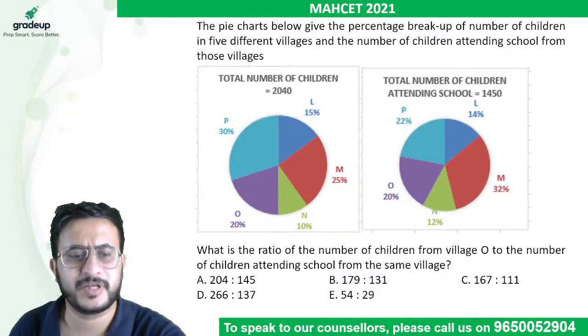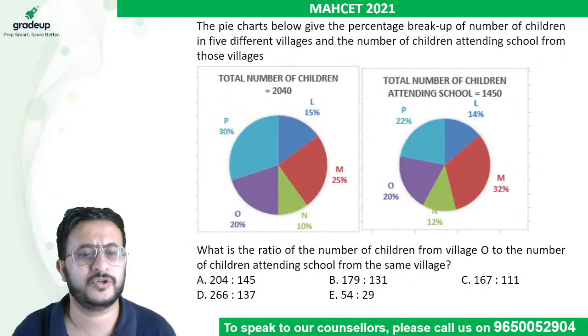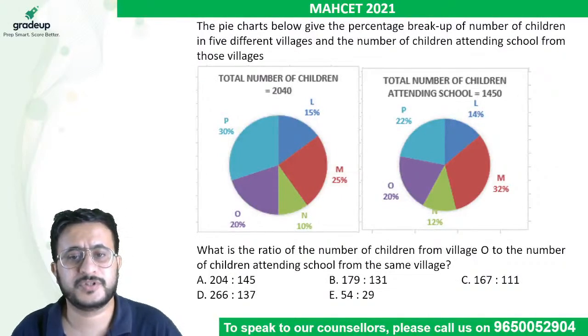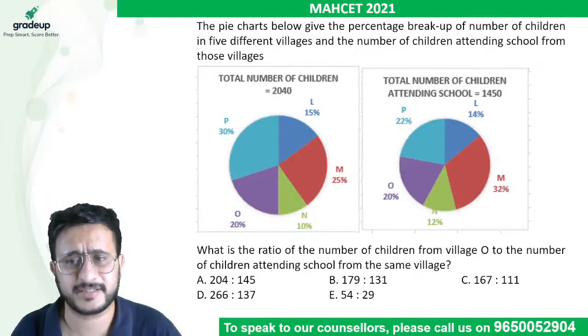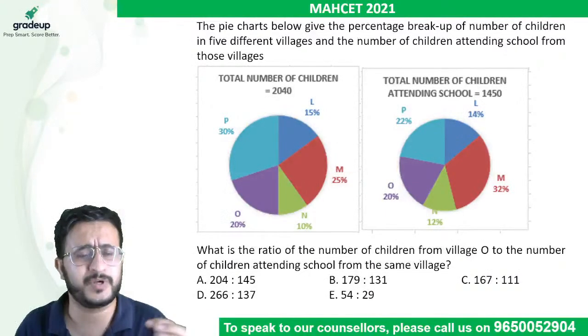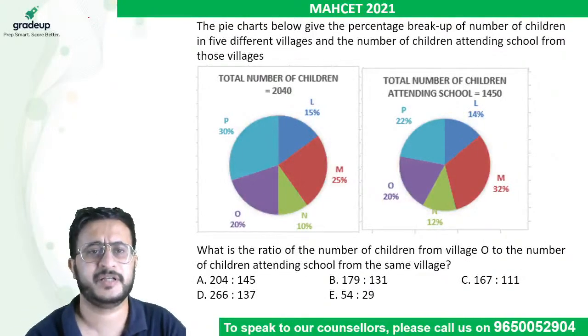So this is a simple question. Please answer this question. It says: what is the ratio of the number of children from village O to the number of children attending school from the same village? It's a complete ratio based question. You do not have to calculate things. You just have to find the ratio.